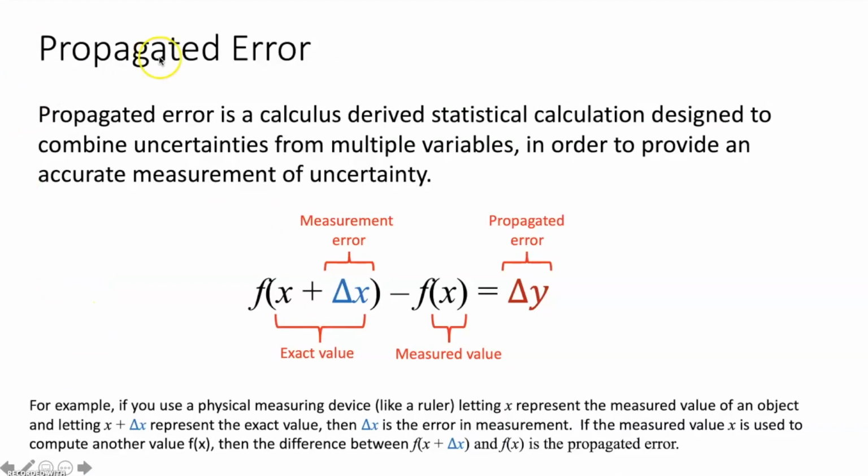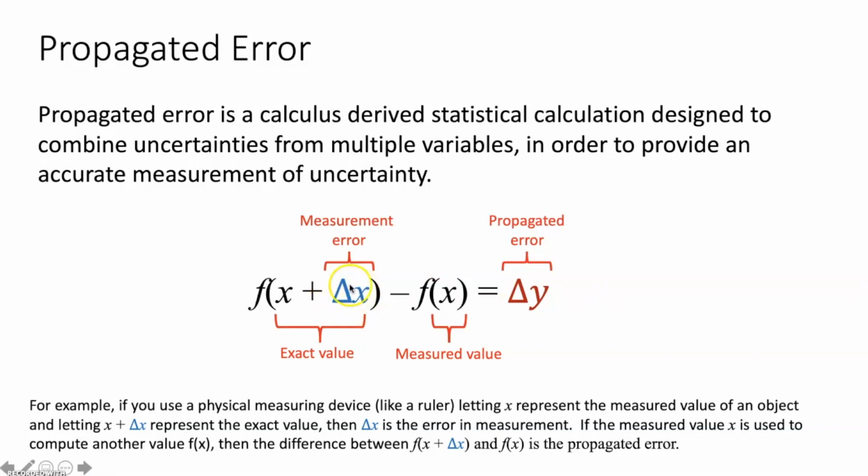Now let's talk about propagated error. So propagated error is a calculus-derived statistical calculation designed to combine uncertainties from multiple variables in order to provide an accurate measurement of uncertainty. Now what does this all mean? Well, let's say for example that you're using a physical measuring tool like a ruler or a tape measure, and you're measuring some object. When you measure that object, you're going to get a measurement that we're going to call x. Now that measurement is not the exact precise measurement of that object because there's always going to be some error when you're physically measuring something.